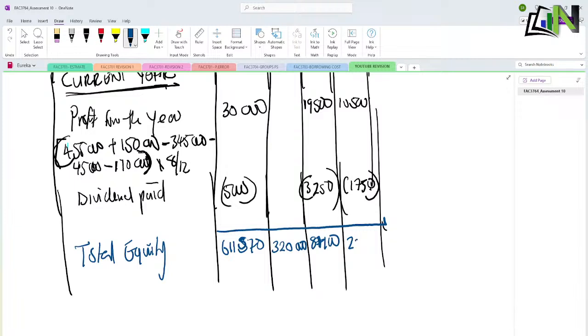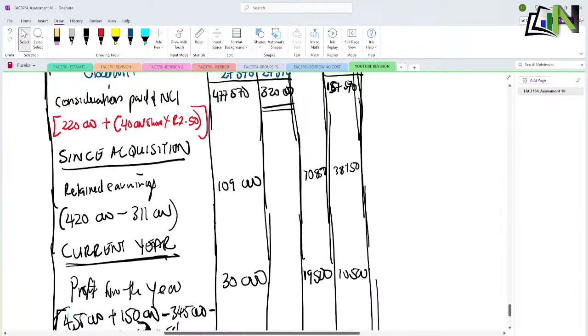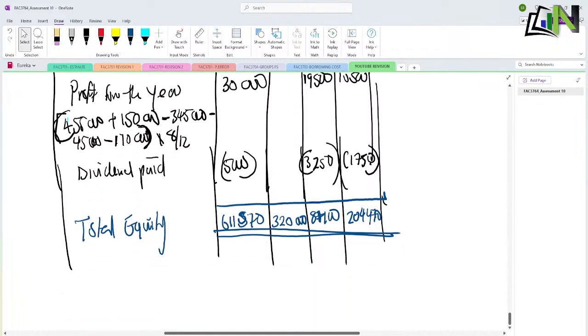So it's 204,470. Okay, so this is me totaling what we have at the moment. All right, now I want to get to the actual calculation. We now want to get to the actual calculation, and it always helps to just try some things.